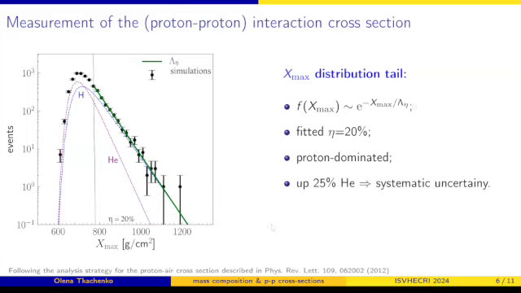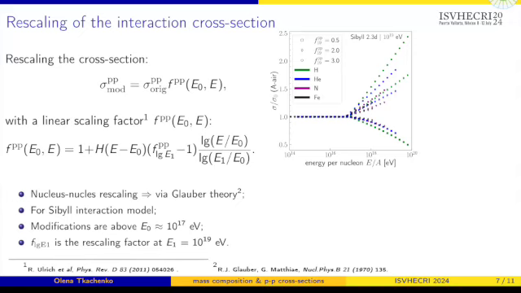For that, we first need to construct the lookup tables, which will allow us to convert the lambda eta into the cross sections. For this, the interaction cross sections are rescaled with a certain linear scaling factor, which depends on the energy of interest, the threshold energy, namely the energy above which the modifications are allowed. Having this in place, we can put it into the air shower simulations and get the X-max distributions corresponding to these modified cross sections.